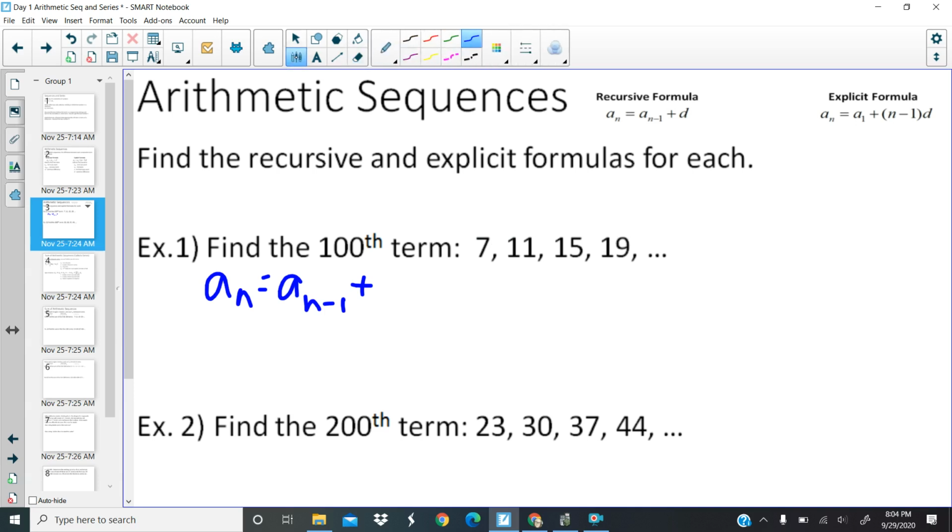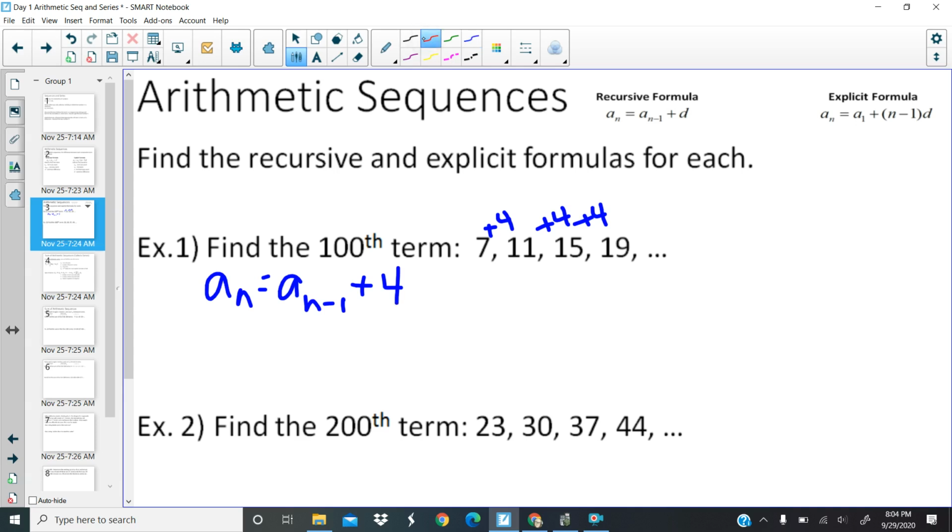So like 11 minus 7 is 4. To get from 7 to 11, you're adding 4. To get from 11 to 15, you're adding 4. 15 to 19, you're adding 4. So that's going to be your common difference. So it's going to be plus 4. So that would just be the recursive formula.